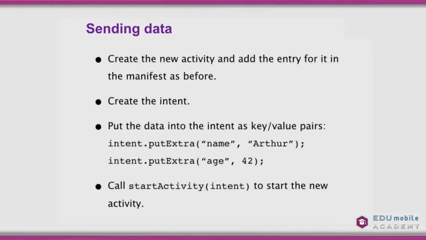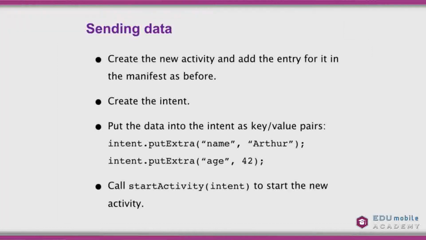So we put that extra as a data payload within the intent, and we can put as many extras as we want. So in this case, I put an extra with the key name and the value Arthur, and I put an extra age, and then the value 42. Finally, as before, we call startActivity with the intent as the parameter, and that will start the new activity. So that sends the data over to the new activity.